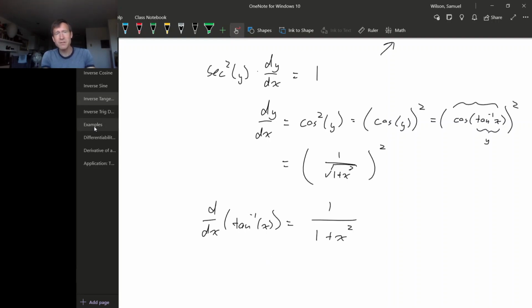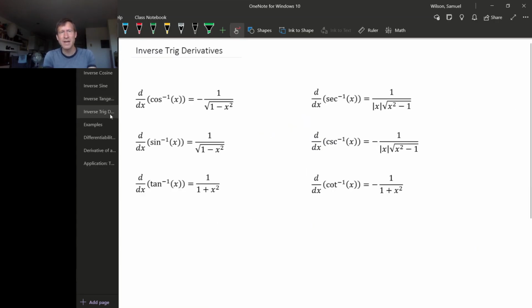All right, so we've done the big three. Inverse secant, cosecant, and cotangent don't come up as often, so I'll let you calculate the derivatives of those as an exercise. But this is what you'll get. So here are the three that we did: inverse cosine, inverse sine, and inverse tangent. It turns out for inverse secant, cosecant, and cotangent, this is what you get. So for all of the inverse trig functions, we know their derivatives as well.